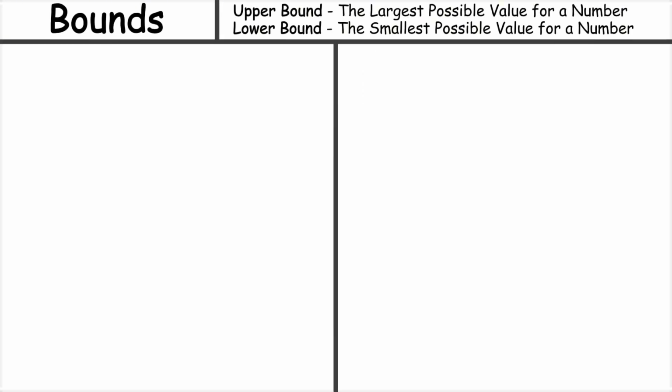In an exam, you might be given a number that has already been rounded and asked to give a range of possible values for this number. The largest possible value for the number is known as the upper bound, and the lowest possible value for the number is known as the lower bound.